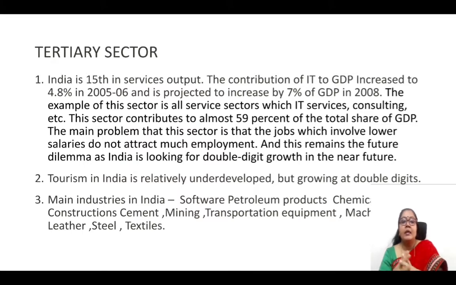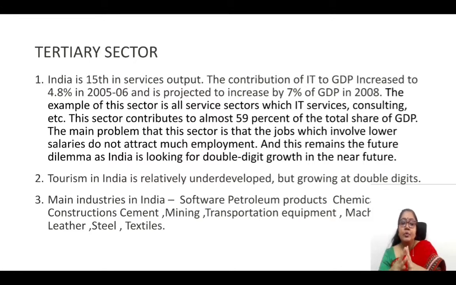So this again has increased a lot to 7% in 2008, to about 59% of the total share of GDP as of now. The main problem, however, in terms of the tertiary sector is that the salary given to the labor force in the service sector is very low. So people are not attracted to go to these service sectors. We all know the future remains with the tertiary sector. We want it to grow. We want it to provide a lot of employment. So we are keeping our fingers crossed that it will accommodate and provide more employment opportunities.